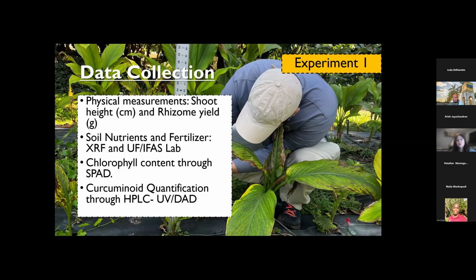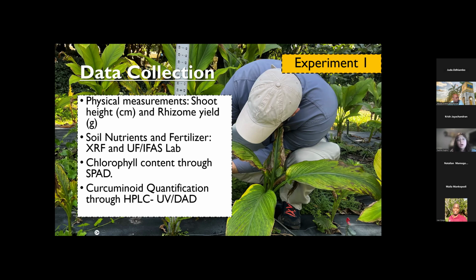For this experiment, we collected a lot of different types of data, including physical measurements. We also collected soil nutrient content, chlorophyll production, and curcuminoid concentrations in rhizomes. For our physical measurements, we specifically collected aerial shoot height and rhizome yield. The reason I say aerial shoot height and not stem height is because technically this green part that you see on the top with all the leaves is not a real stem, it's a pseudostem. Technically the stem for turmeric is actually the rhizomes.